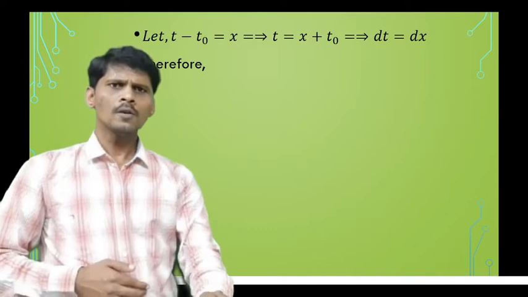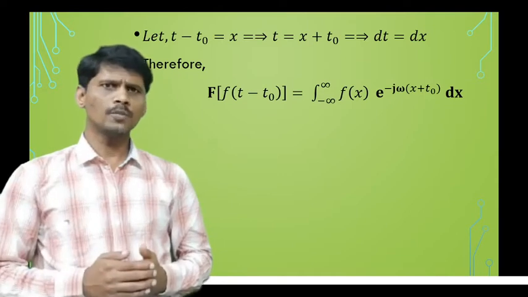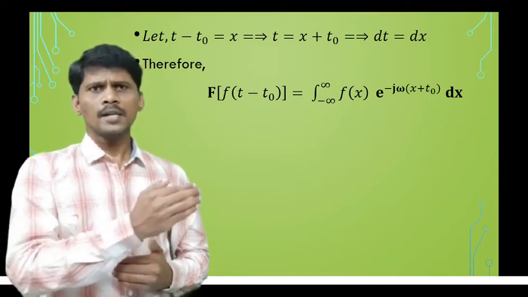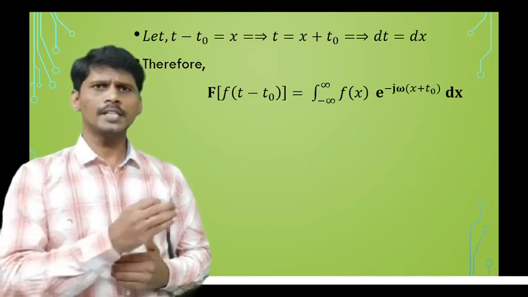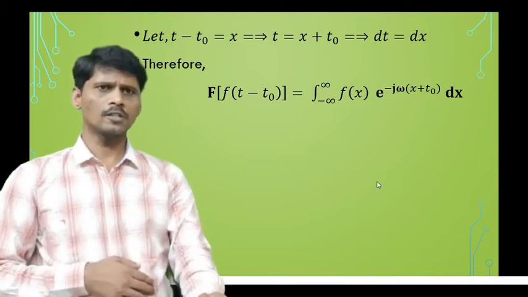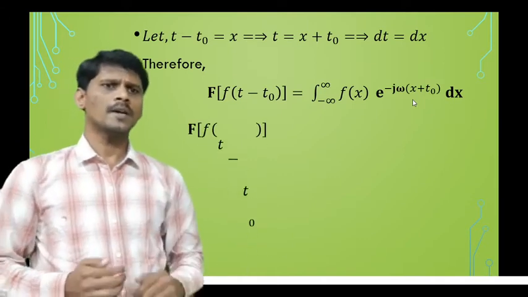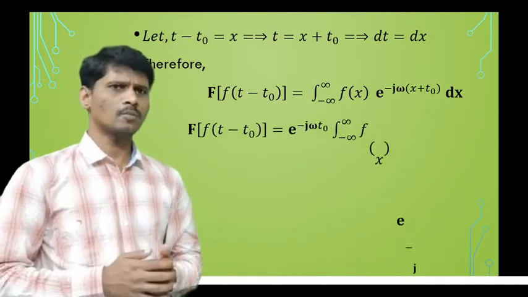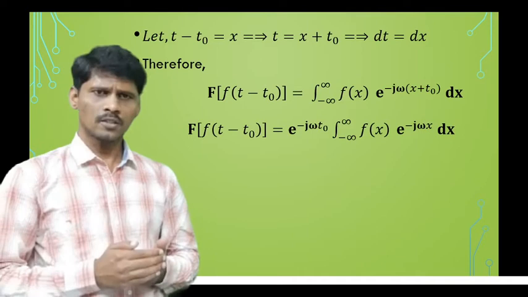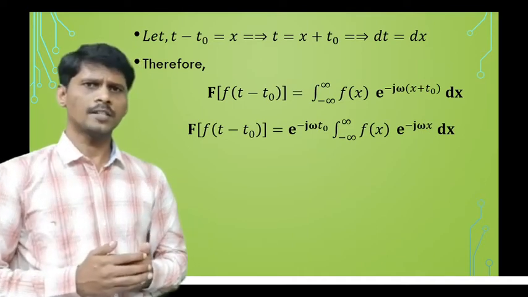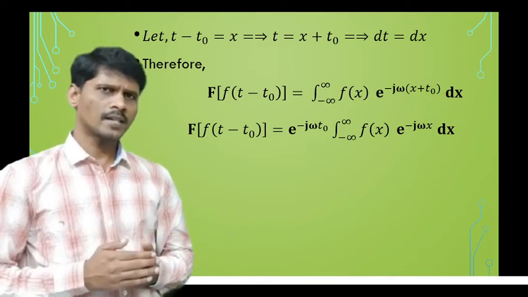Therefore, the Fourier transform of f of t minus t naught is equal to the integral from minus infinity to infinity of f of x into e power minus j omega into t, where t is equal to x plus t naught. This exponential term is split into two terms: e power minus j omega x into e power minus j omega t naught. e power minus j omega t naught is written before the integration, that is, e power minus j omega t naught into the integral from minus infinity to infinity of f of x into e power minus j omega x dx.